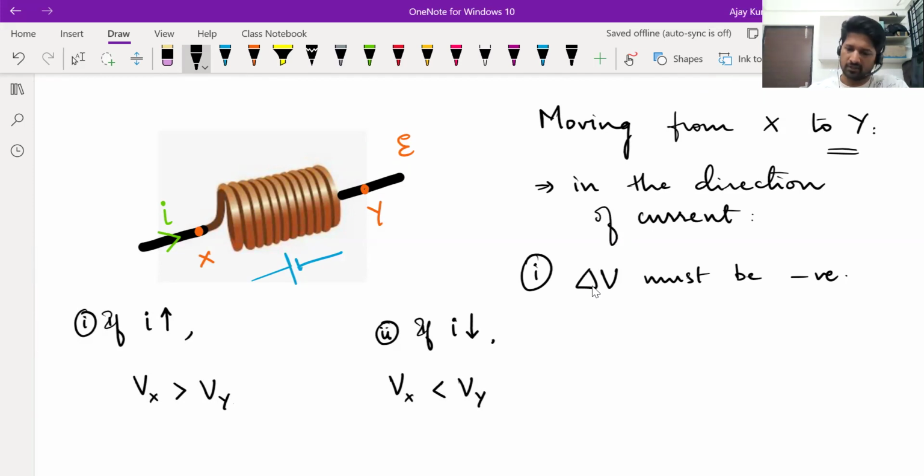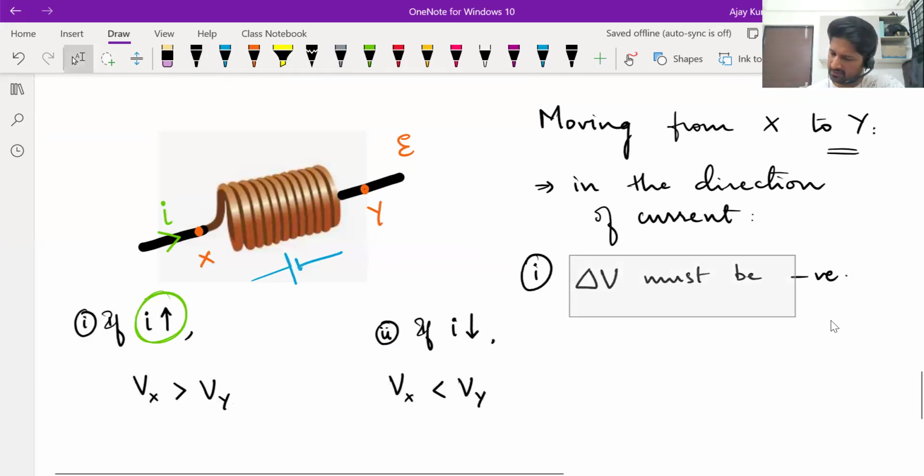It's the first case that we are talking about. Current is increasing. Okay, maybe I should have written that first. Current is increasing, then di by dt will be positive.